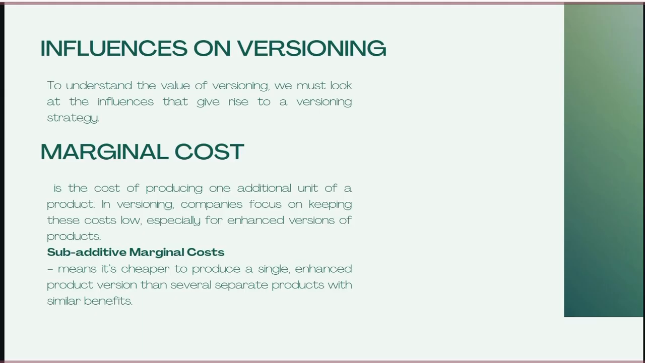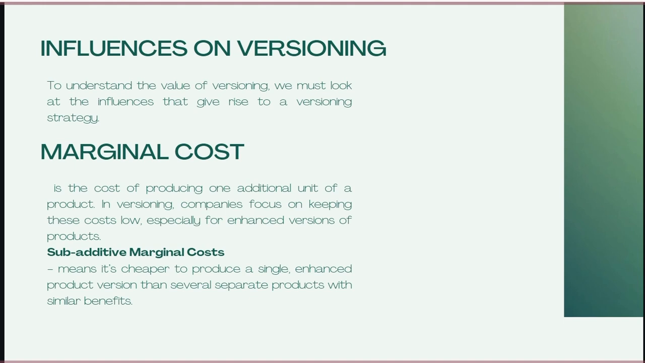First is marginal cost. When companies decide on a versioning strategy, a key factor they consider is marginal cost, which is the cost of producing one extra unit of a product. In versioning, firms often aim to keep this cost low, especially when offering an enhanced version of their product.